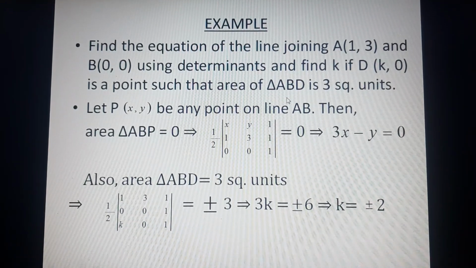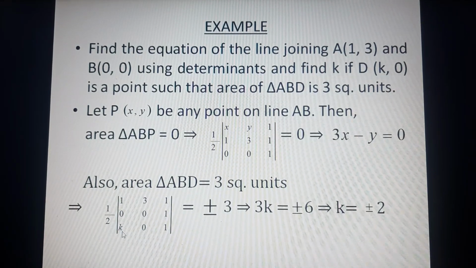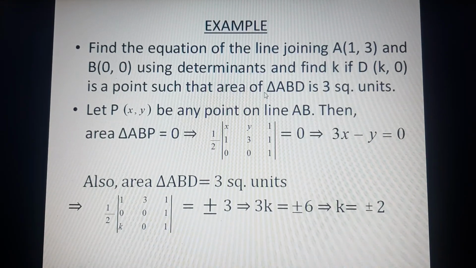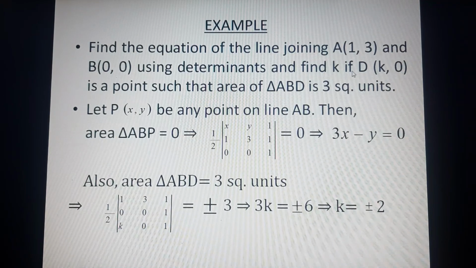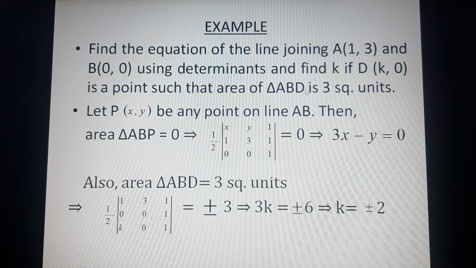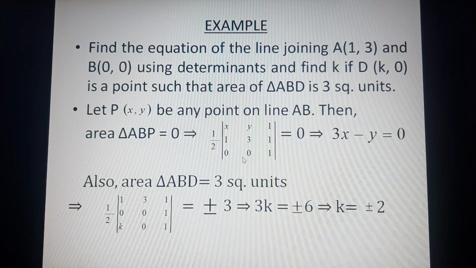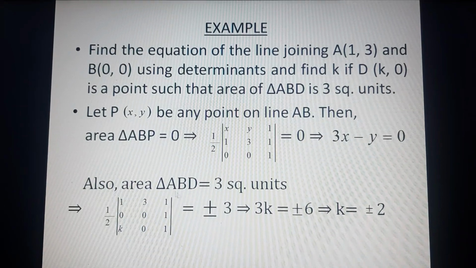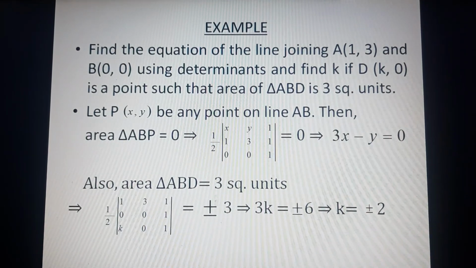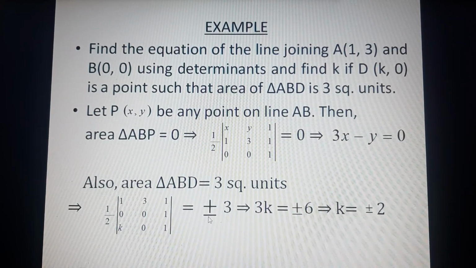If the area of triangle is given somewhere, you can also find the unknown point. Here you can see there's another part of this question. Find k if D (k, 0) is a point such that the area of triangle ABD is 3. A, B and D are 3 points and its area is given as 3. Because the determinant can be any real number, we have to take this area as plus minus 3. So I have taken it as plus minus 3.